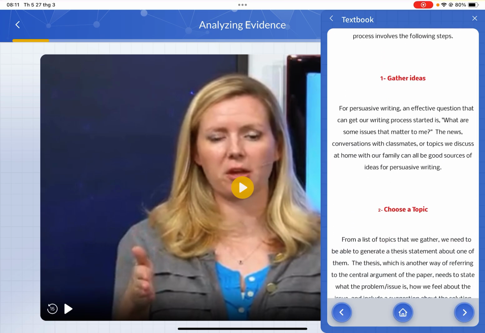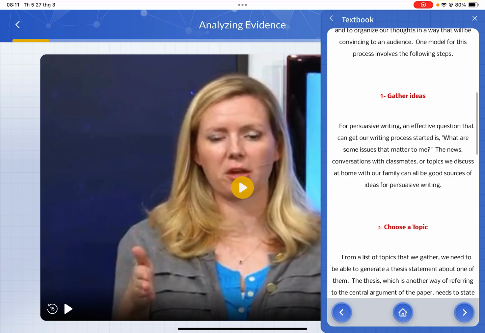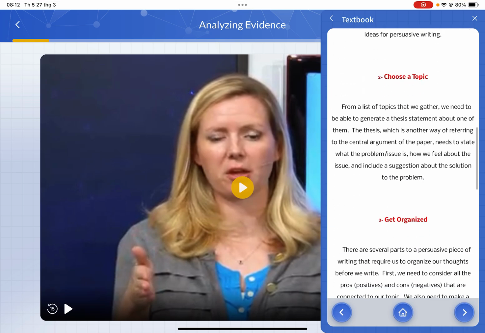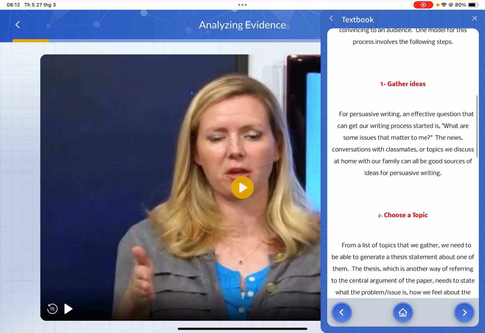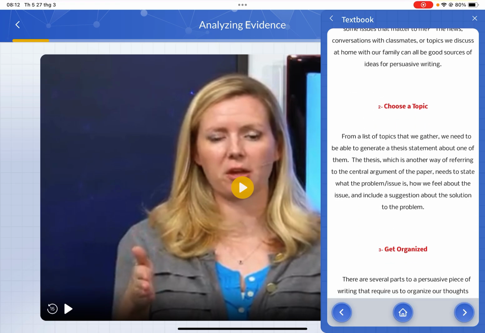Now, for persuasive writing, an effective question that can get your writing process started is, what are some issues that matter to me? The news, conversations with a classmate, topics we discuss at home with our family and friends can all be good sources of ideas for persuasive writing. After we gather the ideas together, we're going to choose a topic.